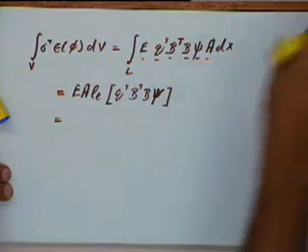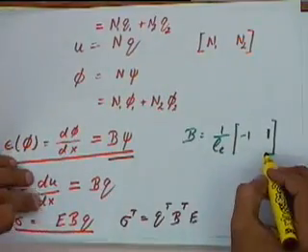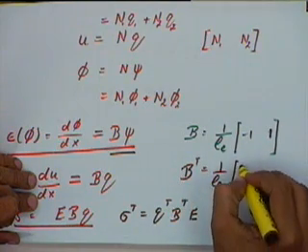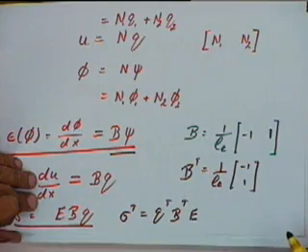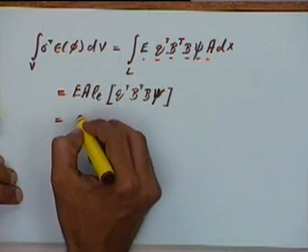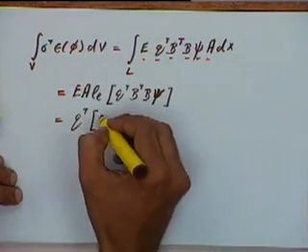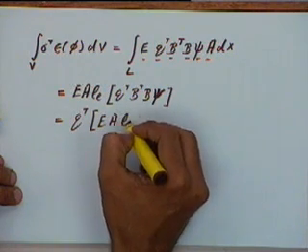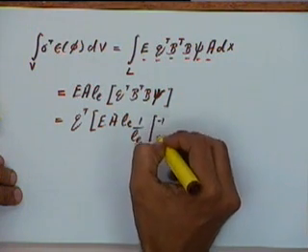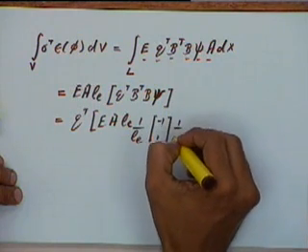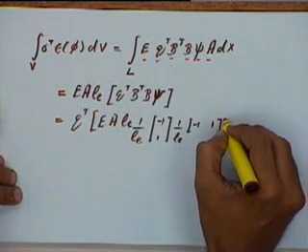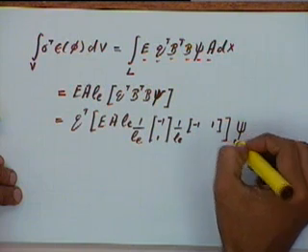Now again B transpose B is this expression, so B transpose will be 1 over LE into minus 1 1. So I'll put these values over here. This will be equal to Q transpose into E A LE into 1 over LE multiplied by minus 1 1 into 1 over LE multiplied by minus 1 1, and this whole thing will be multiplied by psi.